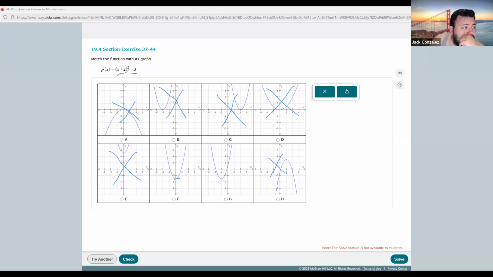But just for fun, what does the plus two do? Well, actually, no, that's not right. This one could be right. So let's keep looking at it. So minus three, so it has to be one of these two because they're both at negative three. Yeah, there it is. And the plus two shifts it to the left. So it has to be this guy, right?